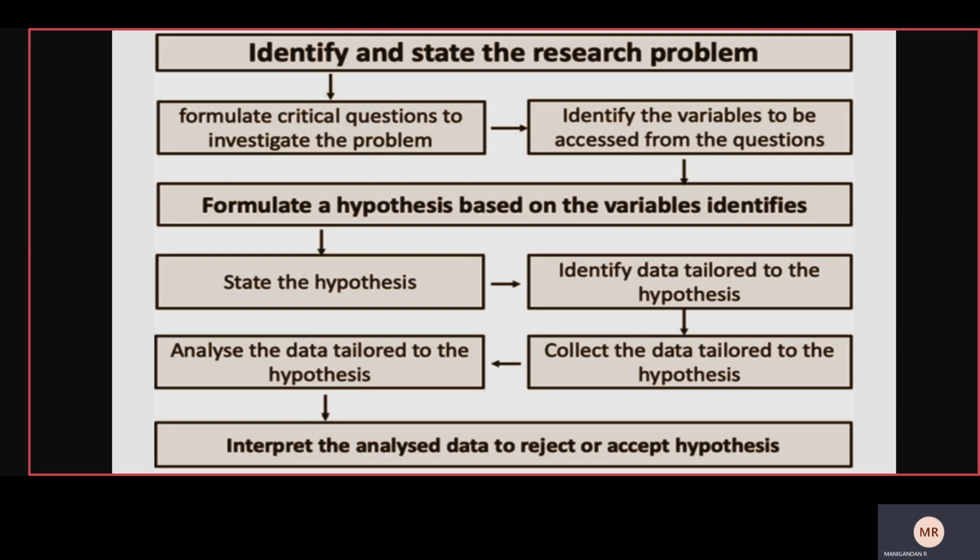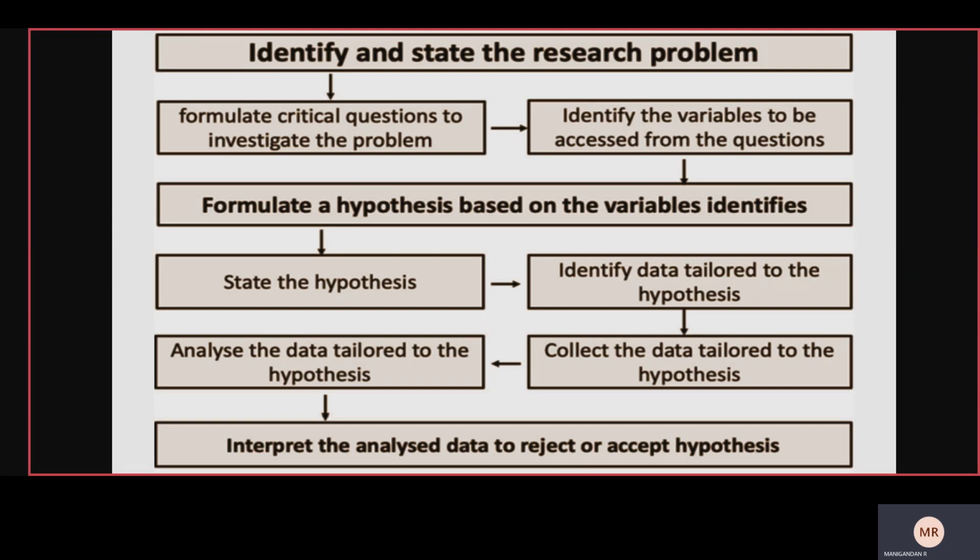Next, identify the data tailored to the hypothesis. Which type of data am I going to use to tailor the hypothesis? Next, collect the data tailored to the hypothesis. Is it qualitative data or quantitative data? The next step is to analyze the data tailored to the hypothesis. And the final step is to interpret the data you have analyzed, to see whether the hypothesis you framed is accepted or rejected.